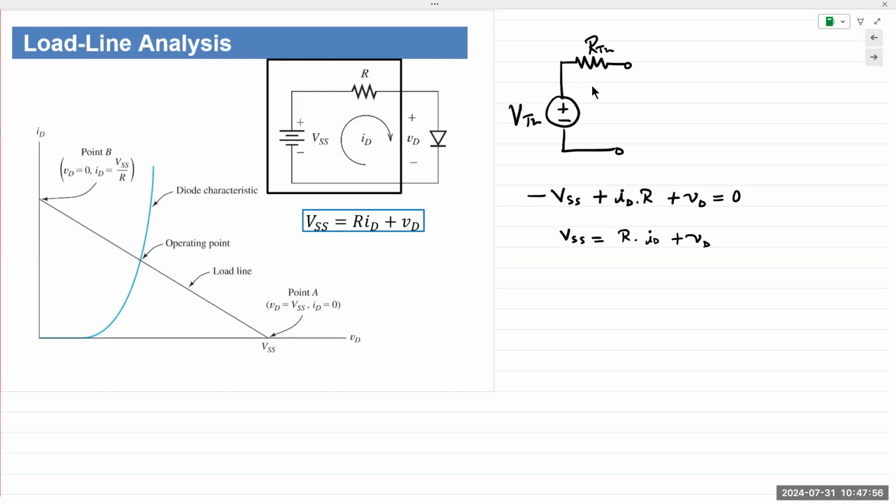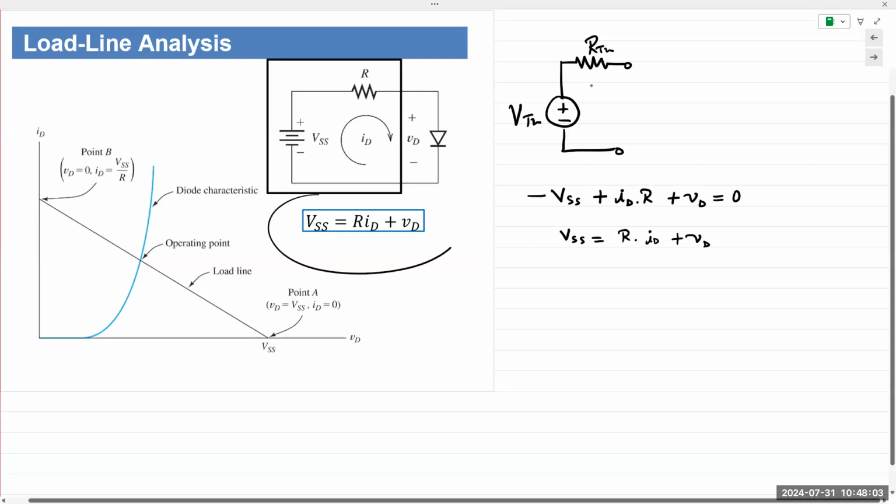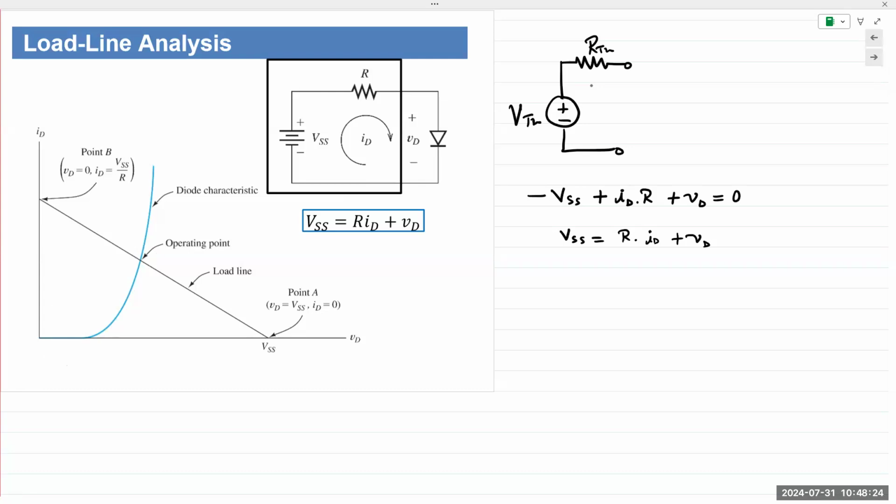So this graphical illustration is displaying a solution of this equation right there. That's what it is doing. We have the diode characteristic, which is pretty standard, right? And then we create a straight line, and we call that the load line. And so this analysis is termed load line analysis.